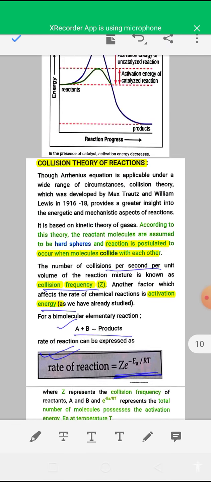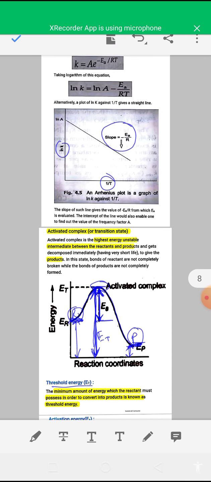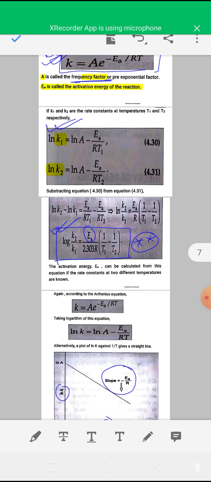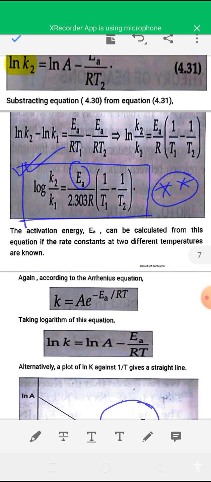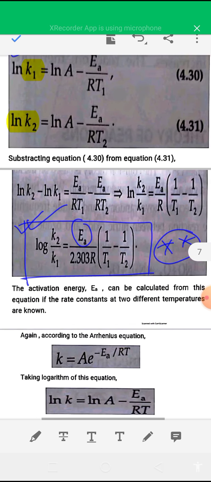Students, you have to solve some numerical problems based on the first order rate law equation, and based on the equation log k2 by k1 is equal to Ea by 2.303 R into (1 by T1 minus 1 by T2). Very important relation. You have to solve numerical problems based on these two equations: the first order rate law equation and this equation.